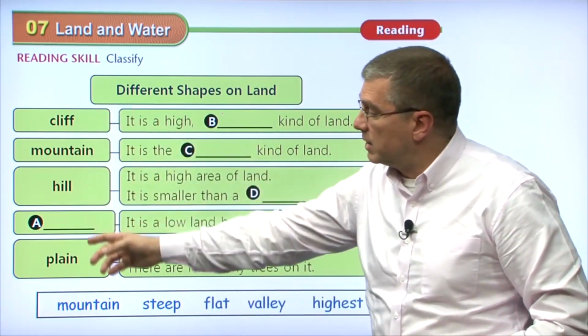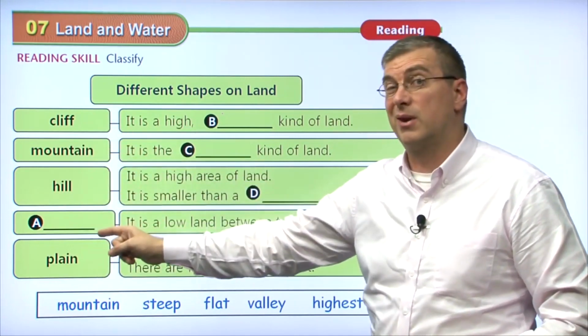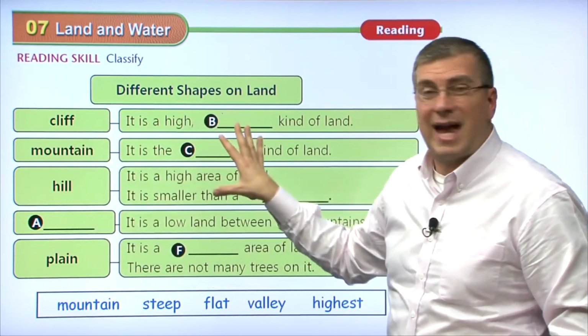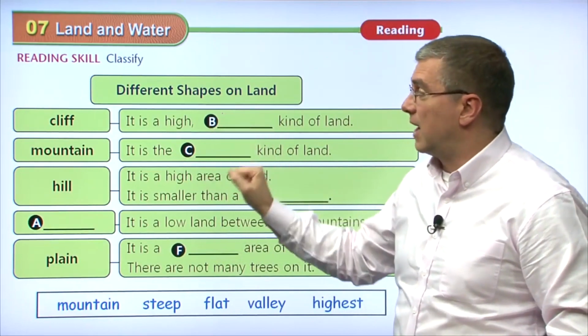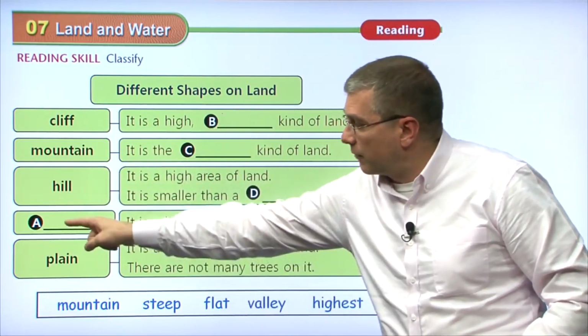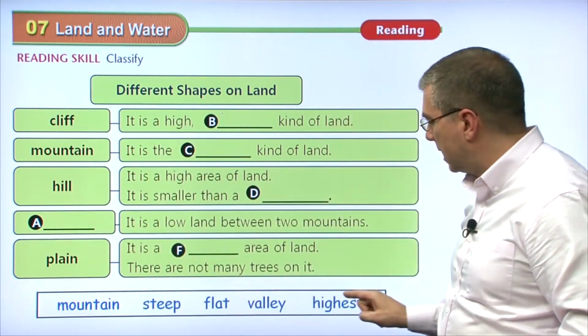So over here we have the different features of the land: cliff, mountain, hill, beep, we have to figure that out, and plain. Those are the different features, and we can classify them according to their definition, right? How do we define them? And these are the definitions here. Well, let's of course start with A. We have to put a word in here. Our words are down here: mountain, steep, flat, valley, highest.